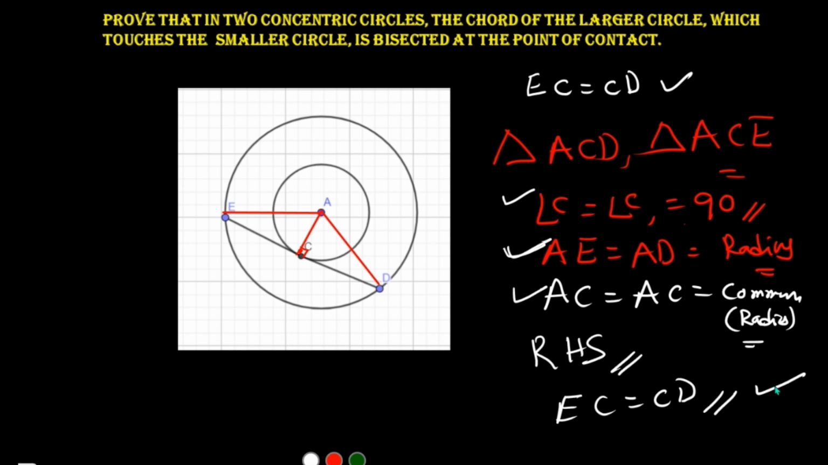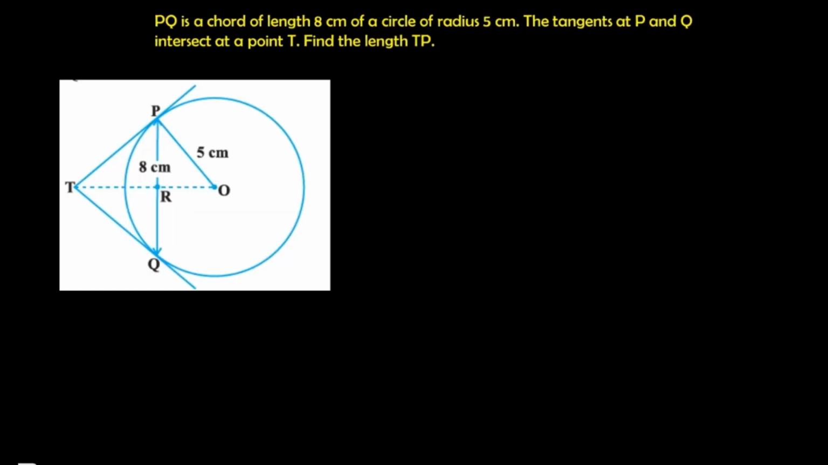So for all theorems, you need to prove that both triangles are congruent triangles, so that we can easily prove that the corresponding edges are equal, okay? So the below picture is explaining the construction of the problem, okay?